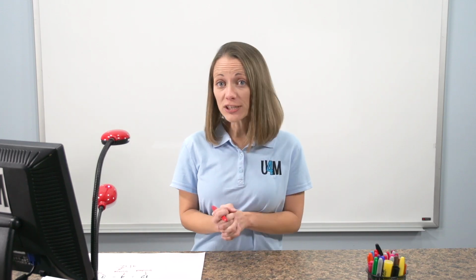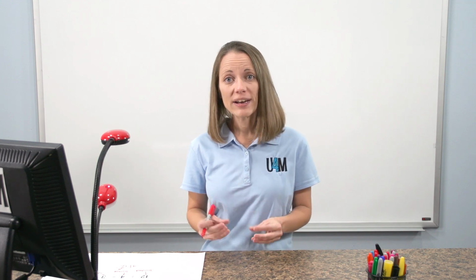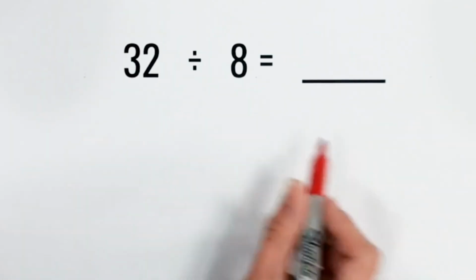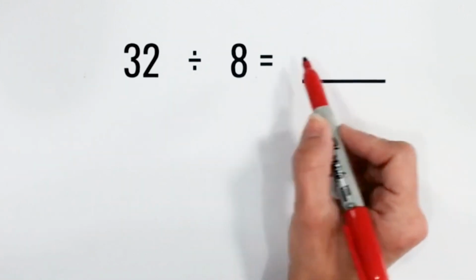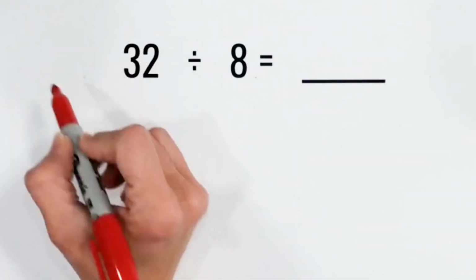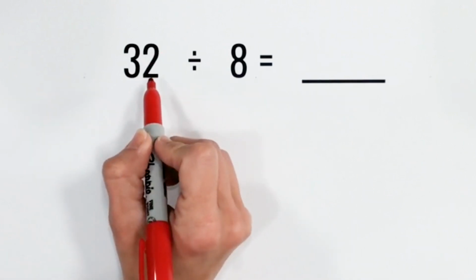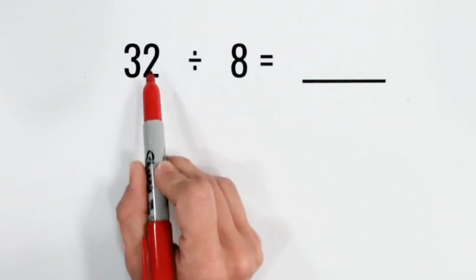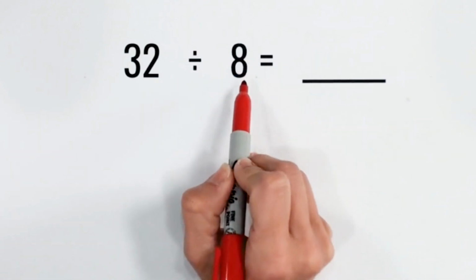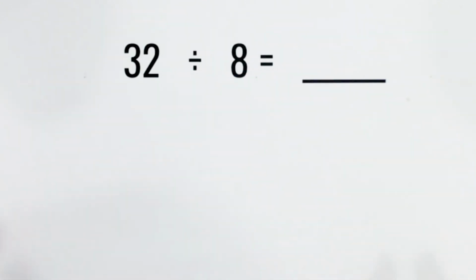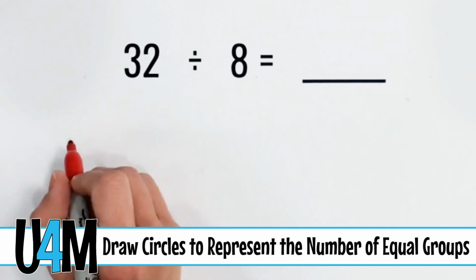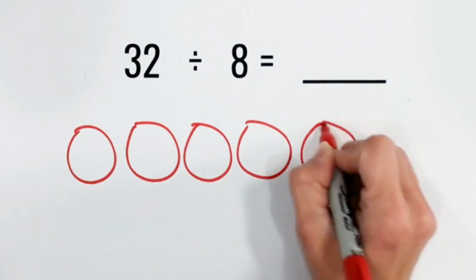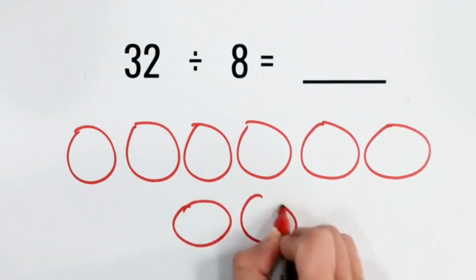Now that we know the different parts of a division problem, let's take a look at one and start sorting it into equal groups. In this example, we have 32 divided by 8 equals something. So this is our dividend, the largest number that we're going to be breaking down. Then we're dividing it into 8 sections. So that means we're dividing it into 8 equal groups. So we're going to start by drawing 8 circles that represent our equal groups. 1, 2, 3, 4, 5, 6, 7, 8.